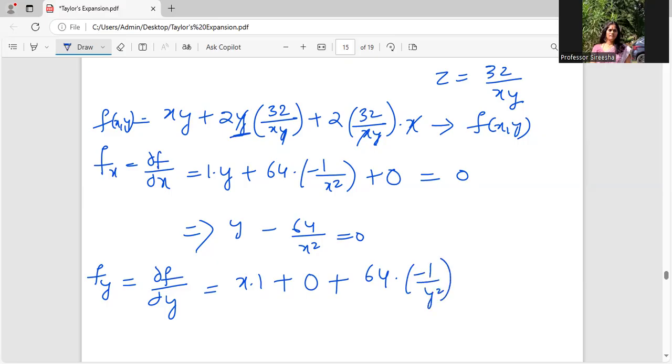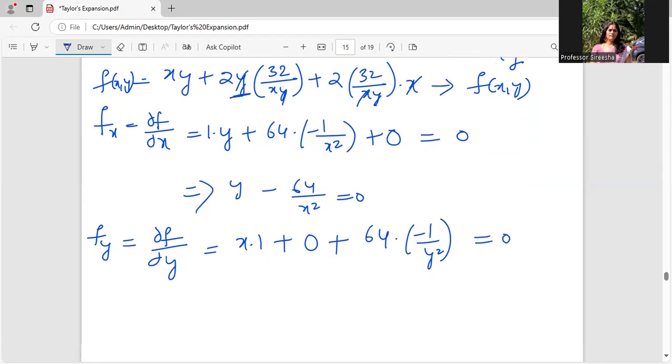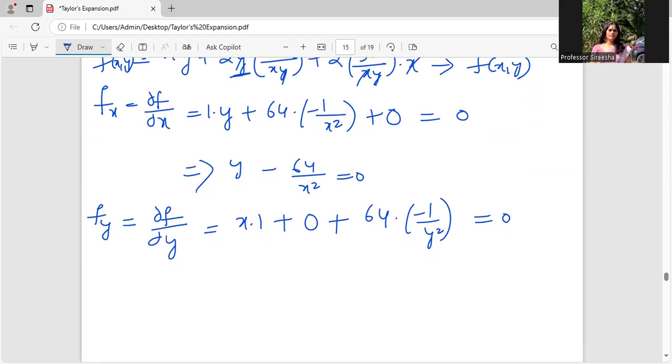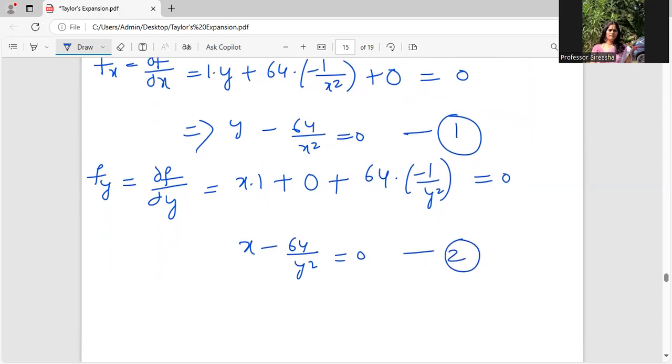And this is equated to 0. Why? Because that is the necessary condition. So finally, I have x minus 64 by y square is equal to 0. I have to use equations 1 and 2, guys, solving them in any possible way of your choice. There's no hard and fast rule that this is the way you should solve. Either you take the y value from here, or the x value from here, and substitute one into the other. Solve as you like, and get the stationary points.